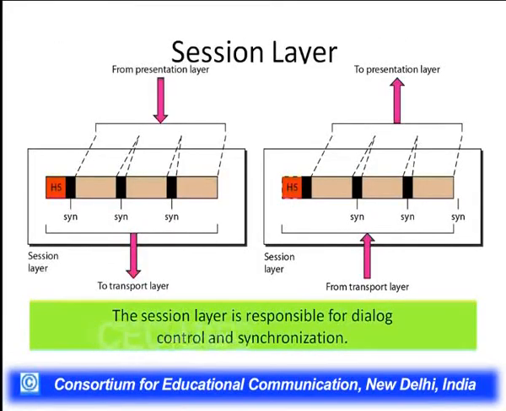The next layer, high up above the transport layer, is the session layer. The session layer takes data from the presentation layer, adds some header bits and synchronization bits to it, and then transfers the data to the transport layer. The transport layer of the receiving computer receives the data, and the session layer will remove the headers which were inserted by the session layer of the sending computer, and pass on those bits to the presentation layer.